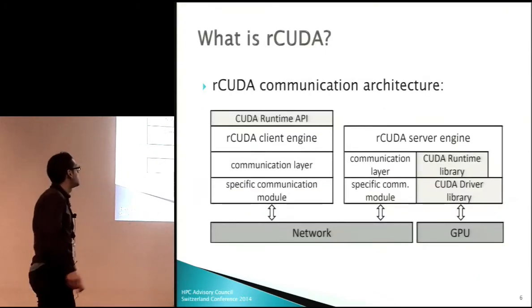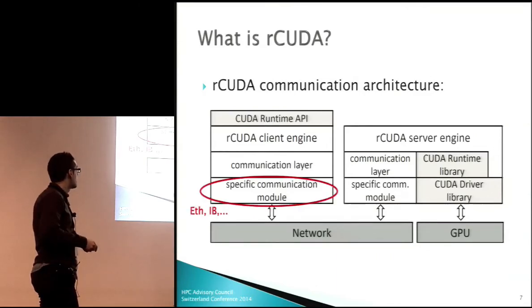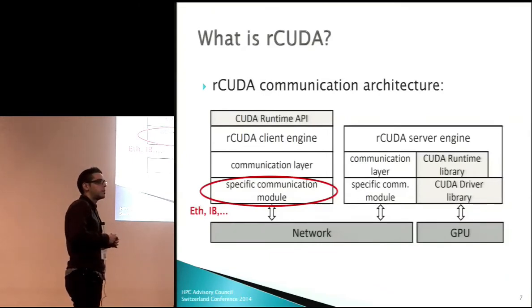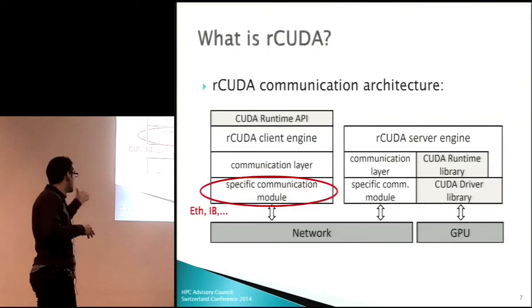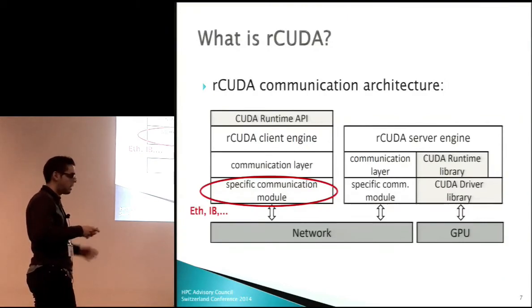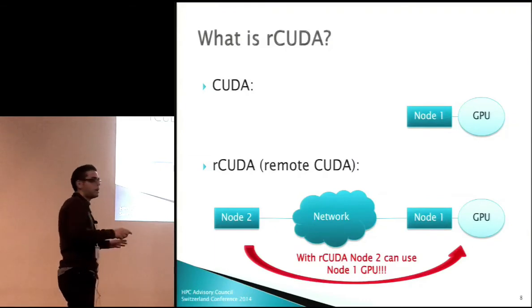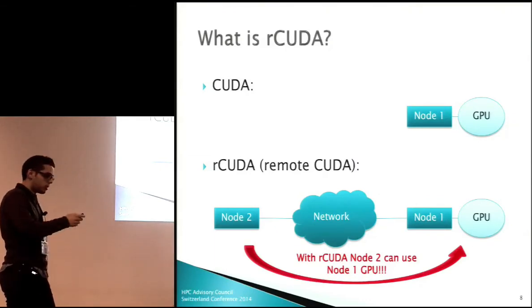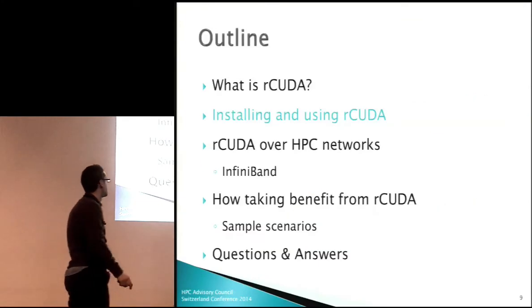Here is an overview of the communication architecture of rCUDA. We have a specific communication module which allows us to optimize the GPU virtualization depending on the underlying network we are using. For example, we have a specific communication module for Ethernet and for Infiniband. So basically, this is the scenario we have. With original CUDA, we have a node with a physical GPU, and with remote CUDA, we have a node that does not have a physical GPU and can use a remote GPU through the network, thanks to rCUDA.